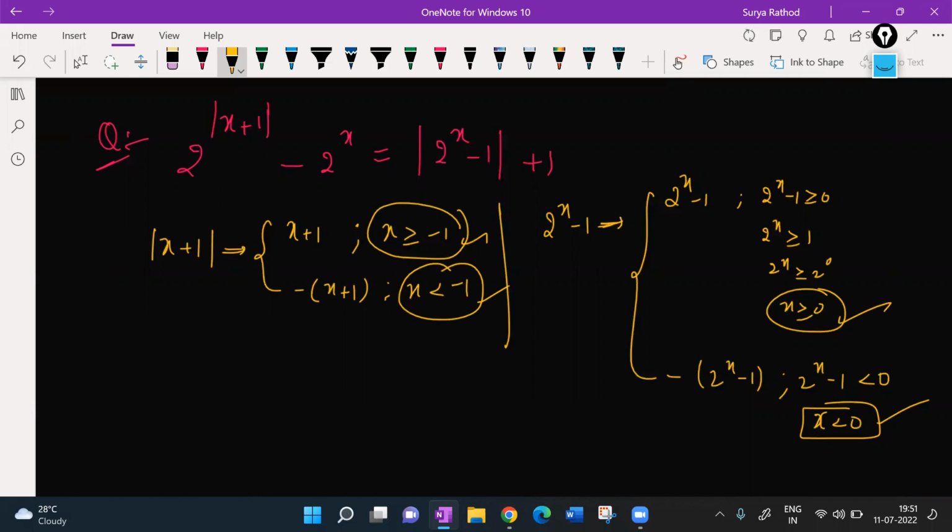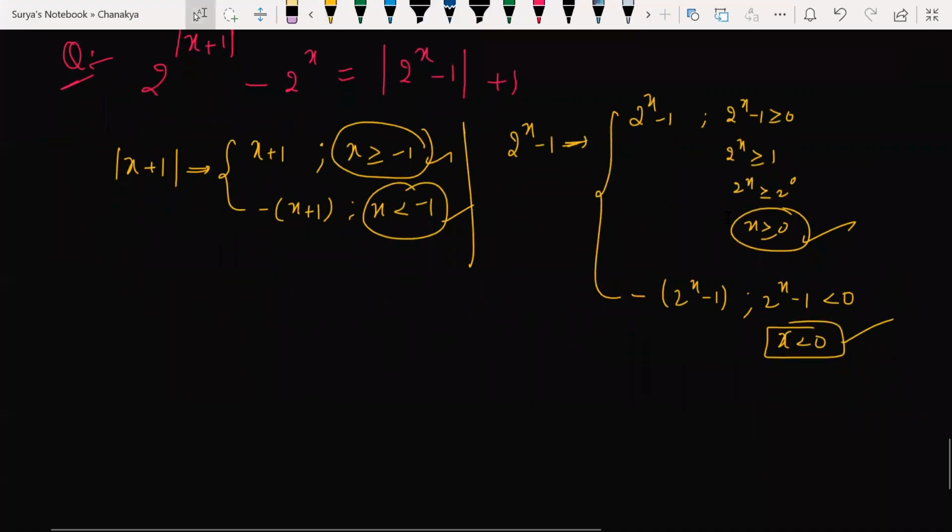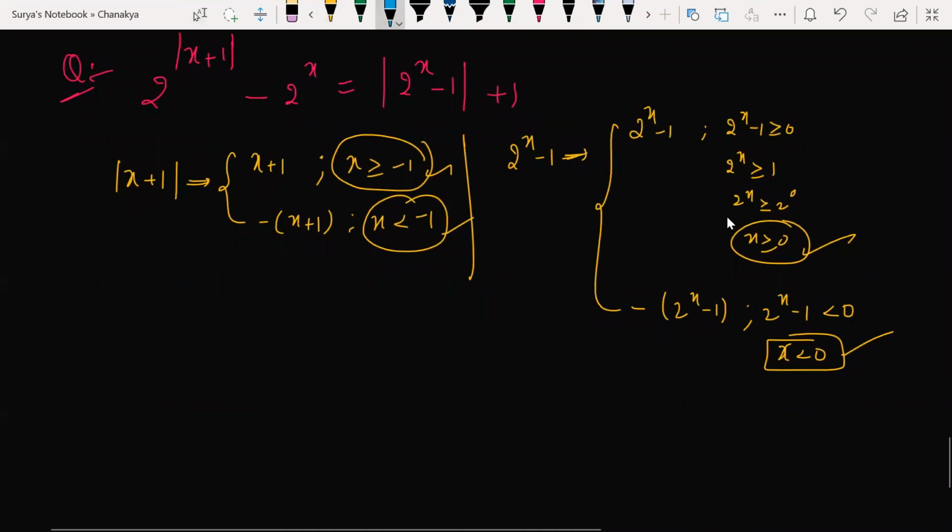Yes, sir. Very simple, beta. Very simple. There is nothing big in this. All right. Now, just plot all these inequalities on the number line. So what are the critical points you have here? 0 and 1? Minus 1 also. So minus 1, not 1. 0 and minus 1. Okay.